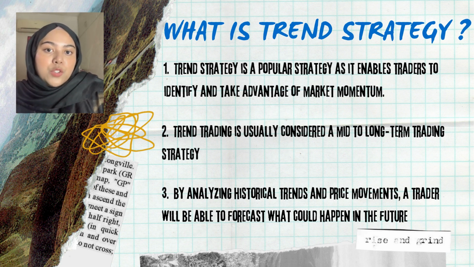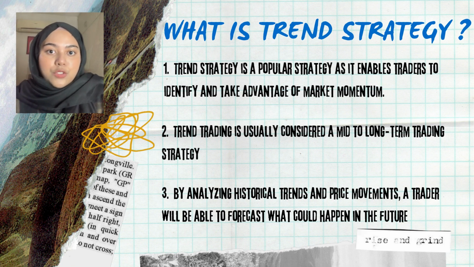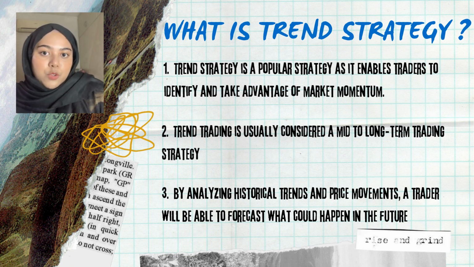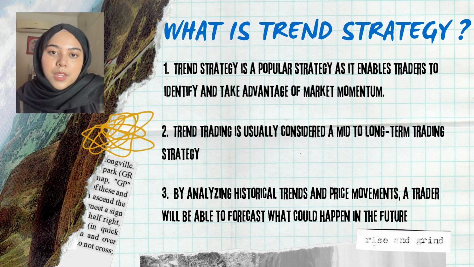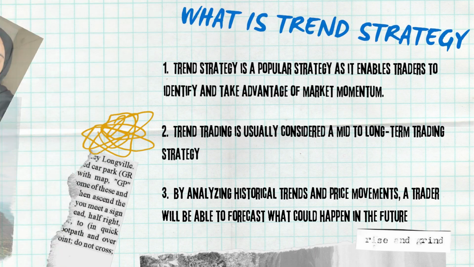Trend strategy is usually considered a mid to long-term trading strategy, but it can in theory cover any time frame depending on how long the trend lasts. It is usually adopted by traders who prefer a position trading or swing trading style. Position traders hold a trade for the entirety of the prevailing trend, ignoring day-to-day fluctuation, while swing traders identify a trend and ride it from start to finish.